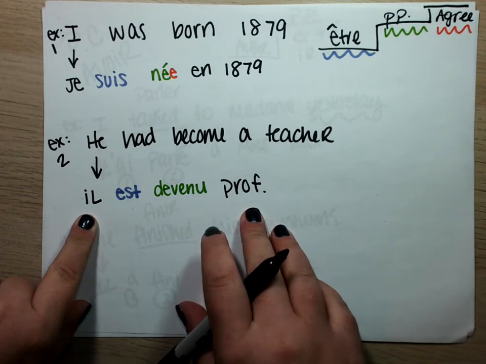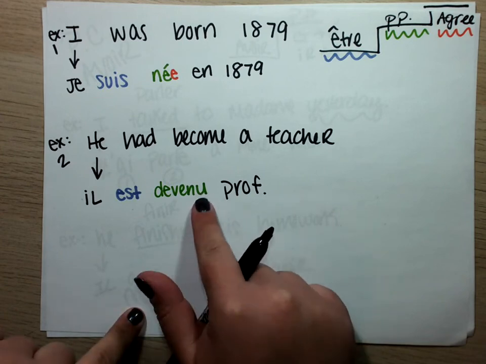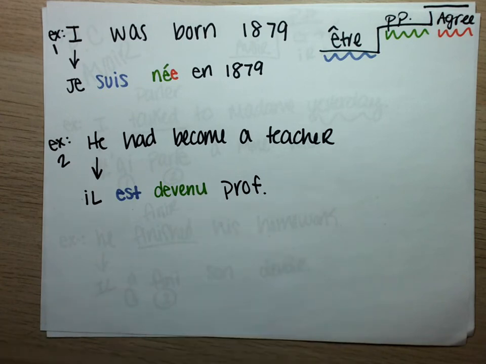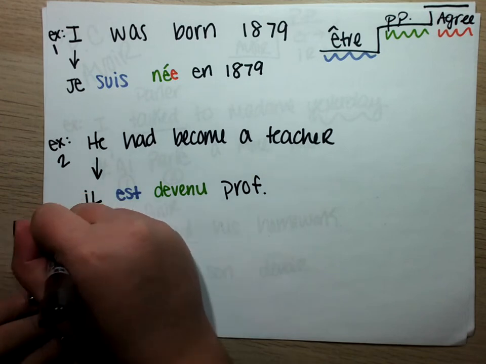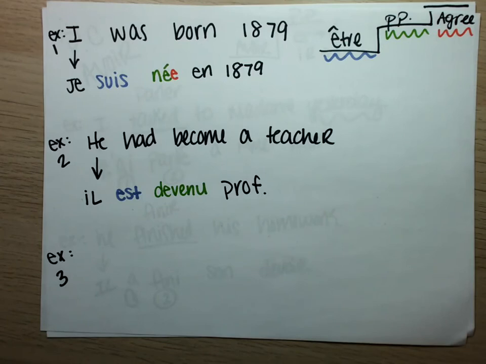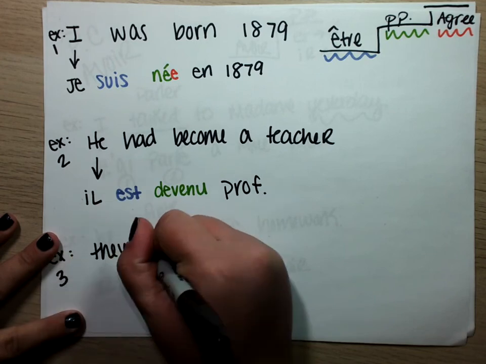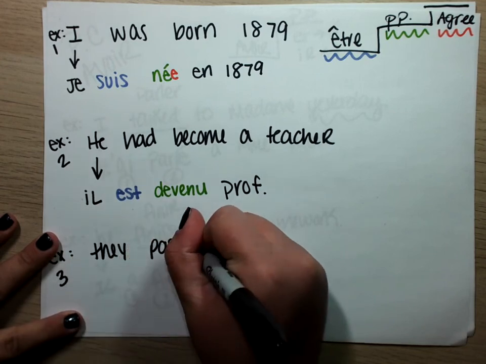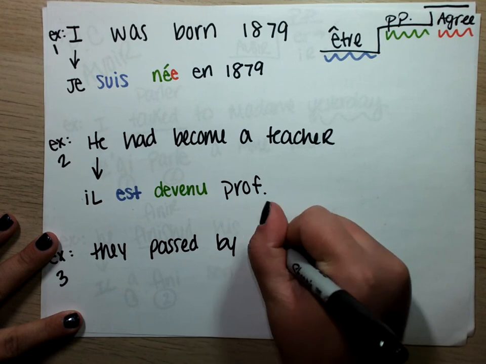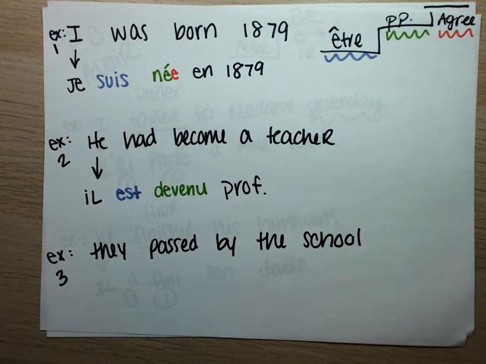If I wanted to say that they had become teachers, then I would need to put an S onto the end. All right, let's do exemple numéro 3. Exemple 3. Let's say they had passed by the school. They passed by the school.